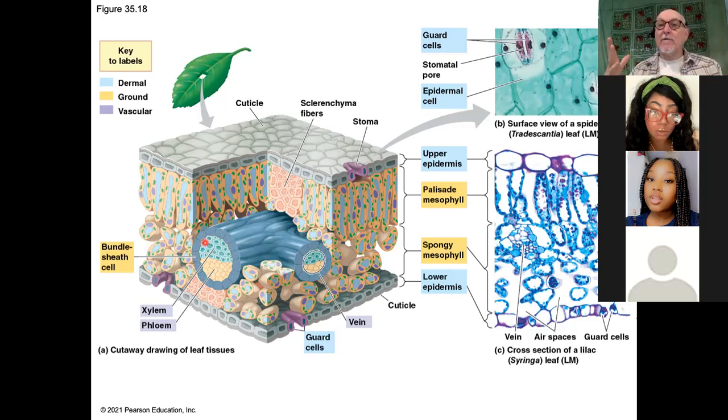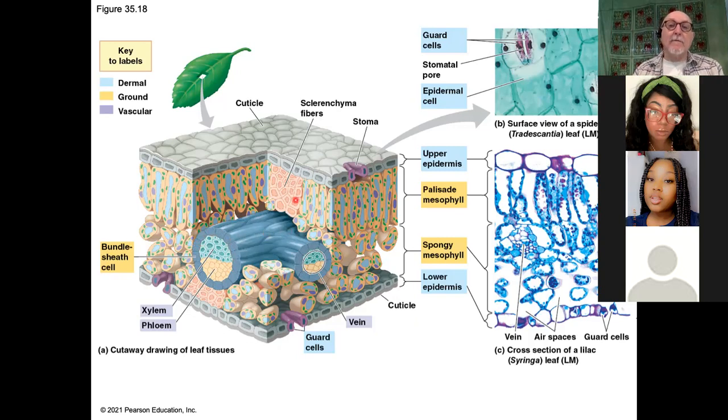I can't go into all of the details about it, but the bundle sheath cells can be extremely important in the processing of products of photosynthesis. They're not just there to delineate the vein. They actually have a very important physiological role to play, but we can't get into it.